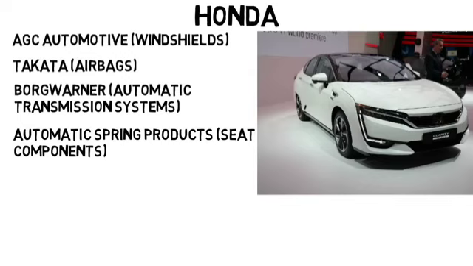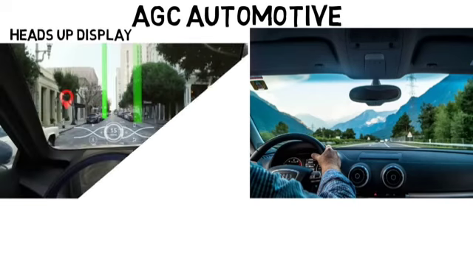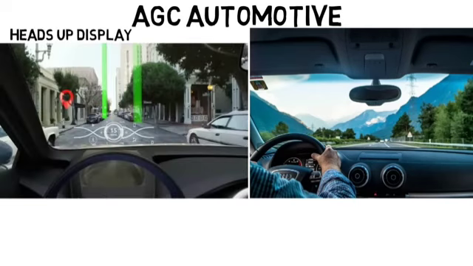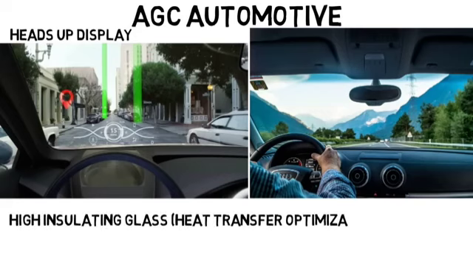Now something like windshields may not sound very exciting, but if you go to the AGC Automotive's website, which I said is the company that supplies their windshields, and look at their products, you'll see a lot of things. Things like heads-up displays on windshields, which basically display dashboard information on the windshield so drivers can stay focused on the road. There's high insulating glass for heat transfer optimization to maximize comfort.